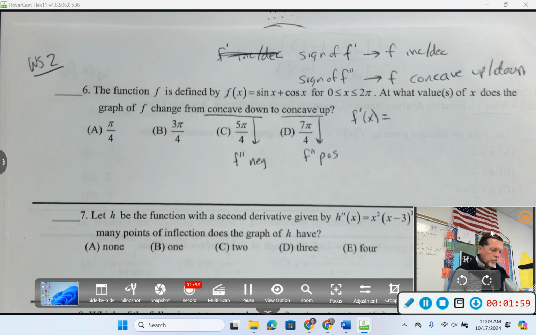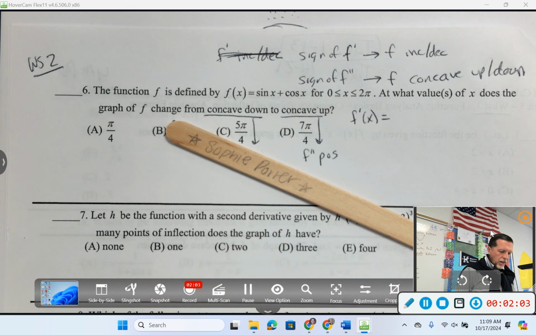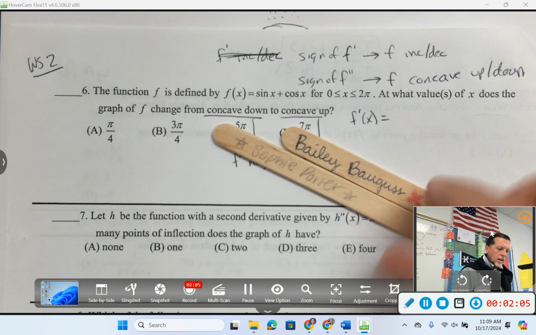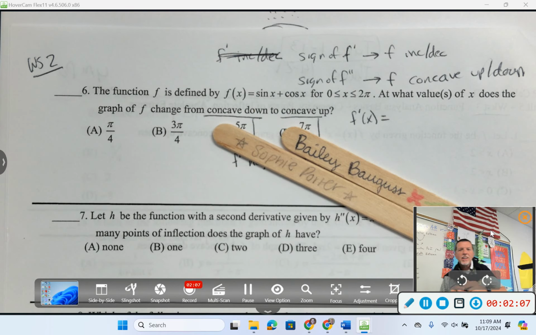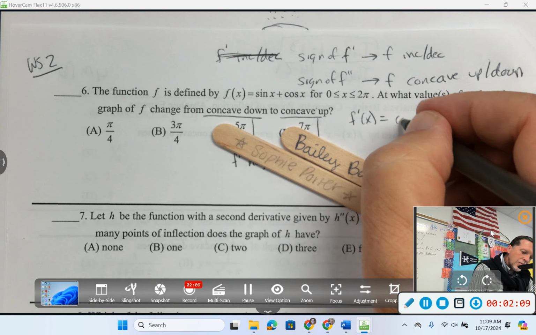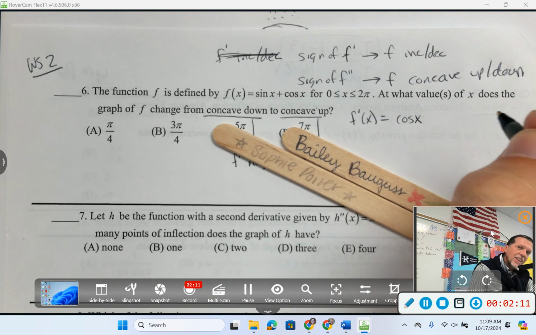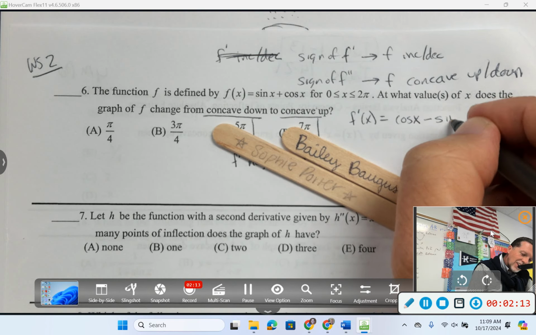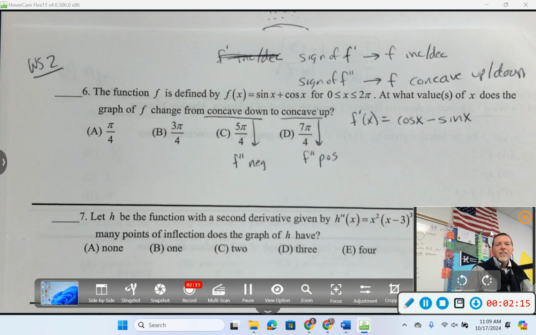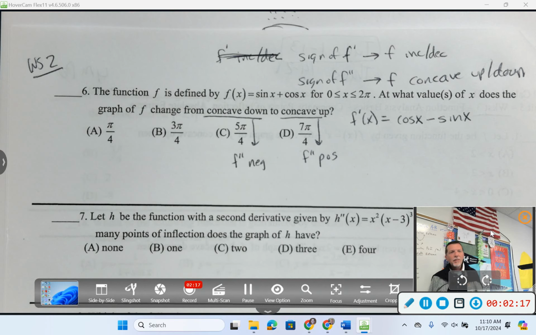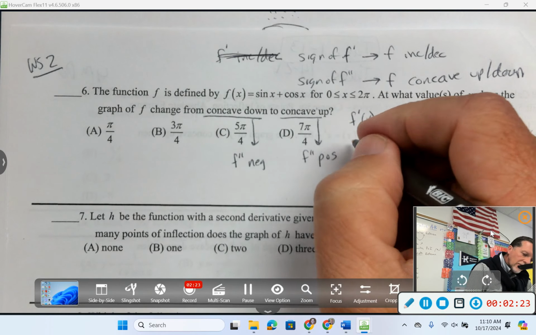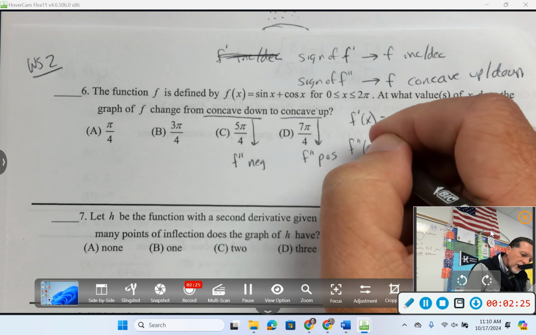So first derivative, I need the derivative of sine, and then the derivative of cosine. Sophie, what's the derivative of sine? Cosine. And Bailey, what's the derivative of cosine? Negative sine. Good. All right, but that's the first derivative. That would tell me increasing and decreasing things. I could find maximums and minimums from that. But I want concavity, so I need the second derivative.